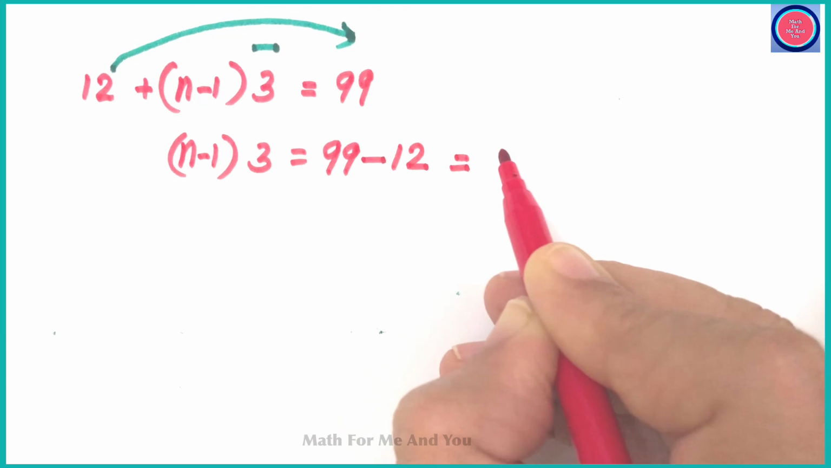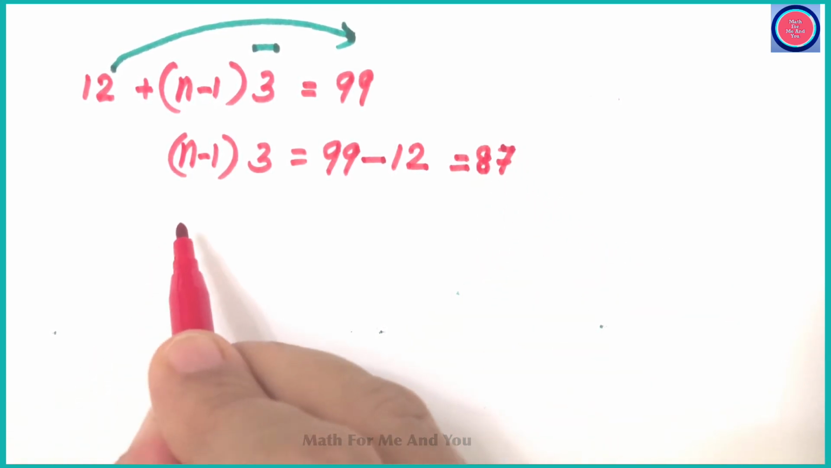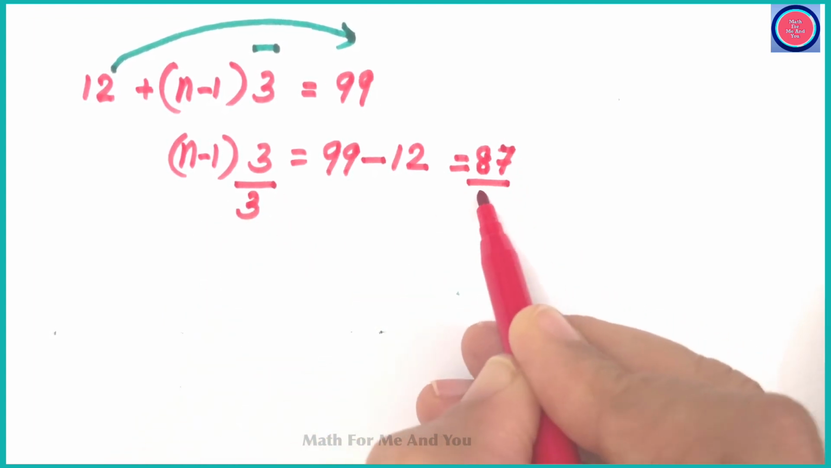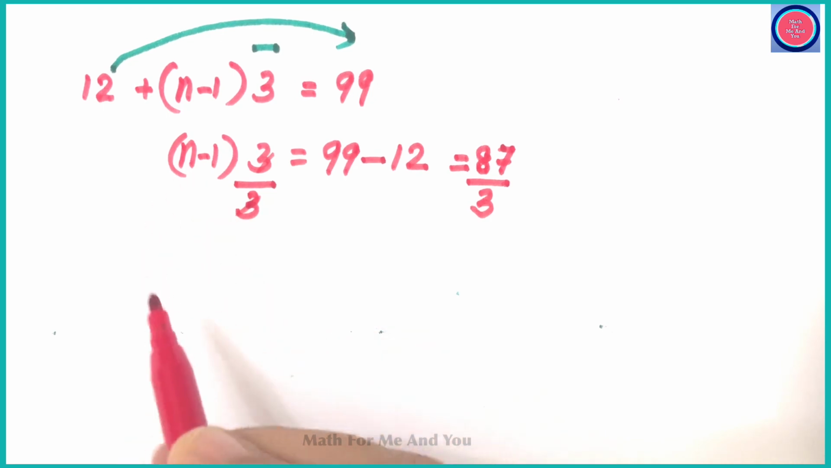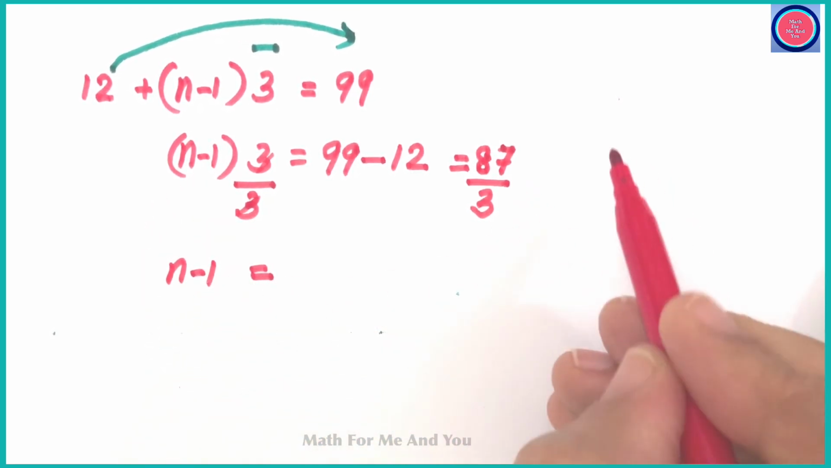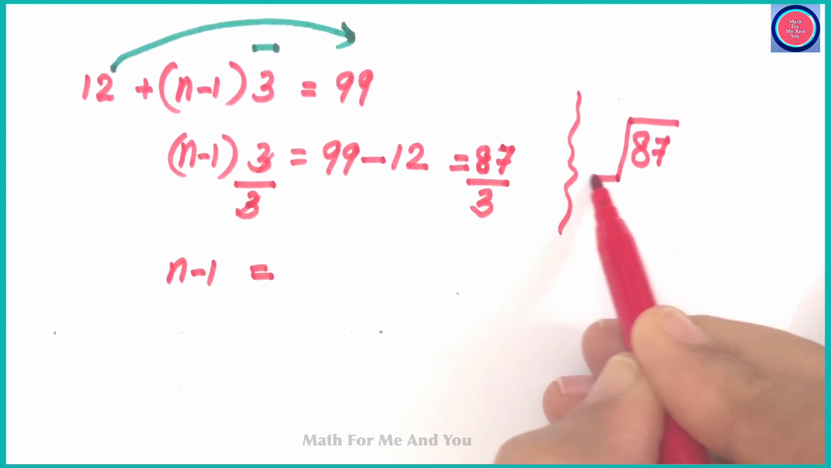Then we get the value. It is equal to 87. (N minus 1) into 3 equals 87. We need N minus 1, so we can divide both sides by 3 so that we get N minus 1. N minus 1 is equal to 87 by 3. How much is it? Let's look. Take 87, divide by 3.